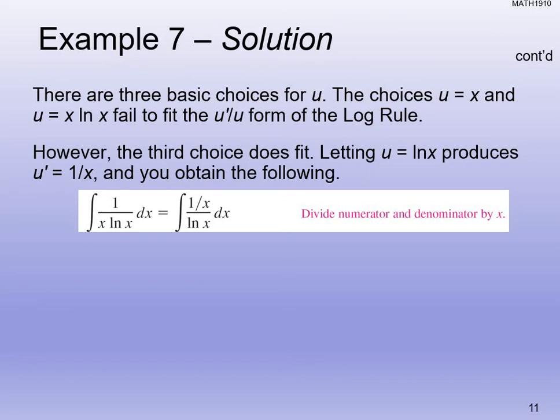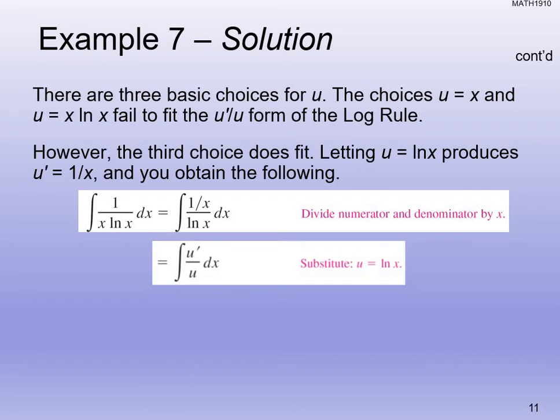Alright, that cancels the x that's in the denominator and creates a 1 over x in our numerator. Well, that's important because if u is natural log of x, our du becomes 1 over x dx. So we're able to replace the numerator with du, over u for the denominator, so we can do our normal integration. Okay? You're going to see a lot of these written as u prime. I'm going to call it du. U prime, du, they mean the same thing.